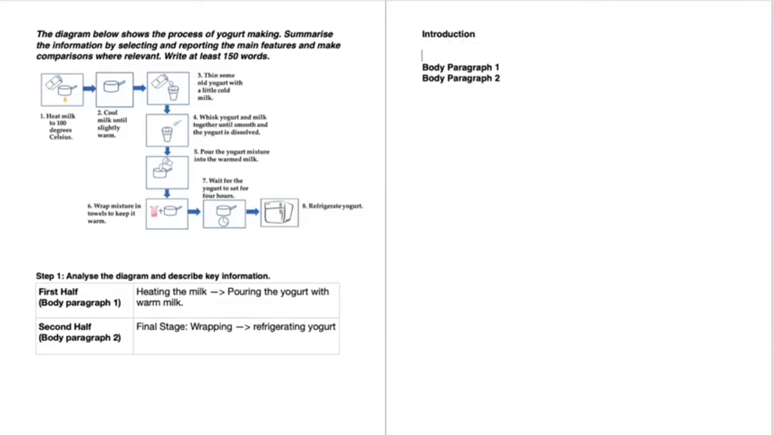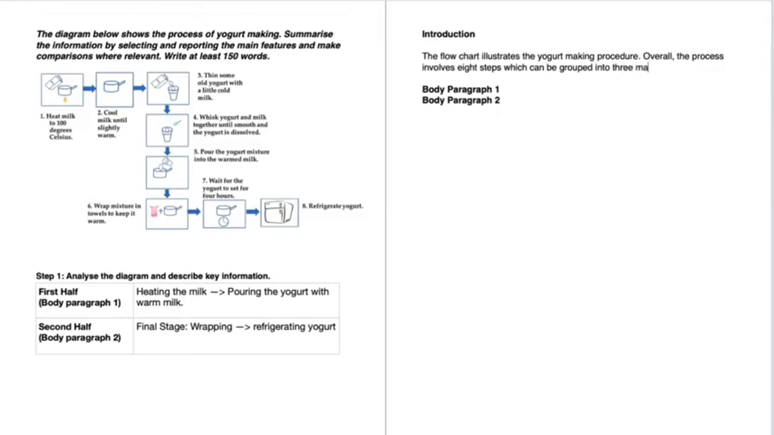So if you remember correctly, the first introduction paragraph is going to paraphrase the question, the task that we see. So I'm going to start and I'm going to say, the flow chart illustrates the yogurt making procedure. Overall, the process involves 8 steps, which can be grouped into 3 main stages: preparing the milk, mixing the ingredients, and setting the yogurt. And let's just talk about this here.